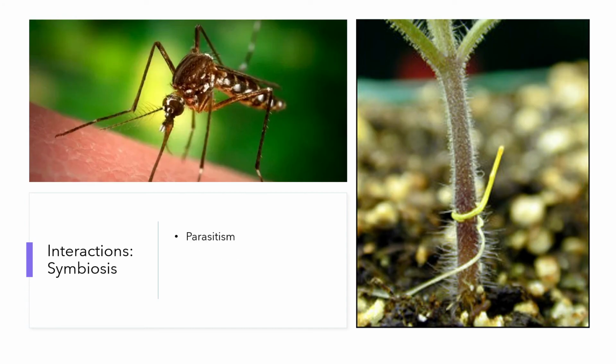Okay. So this one is pretty self-explanatory. You probably already know what parasites are. It's two organisms interacting. One benefits, one does not benefit. Okay. One gets harmed in the process. So you probably know a bunch of different parasites. I put up a mosquito here, but leeches, ticks, mites, they're all going to be different types of parasites. Tapeworms, another example.